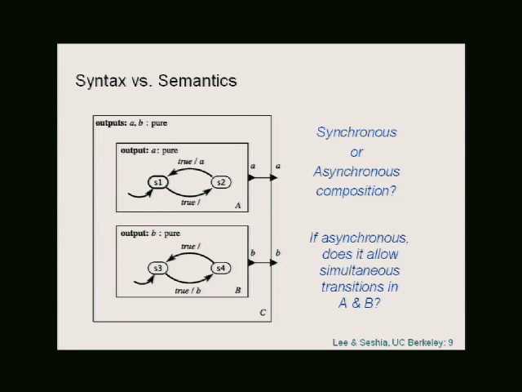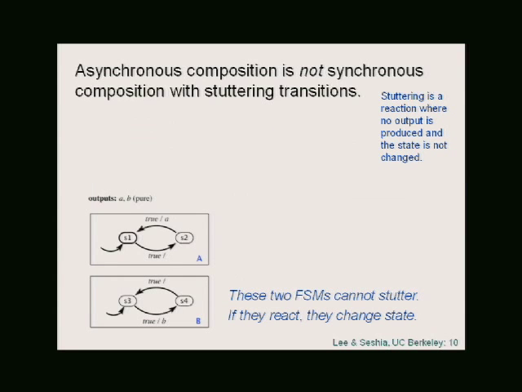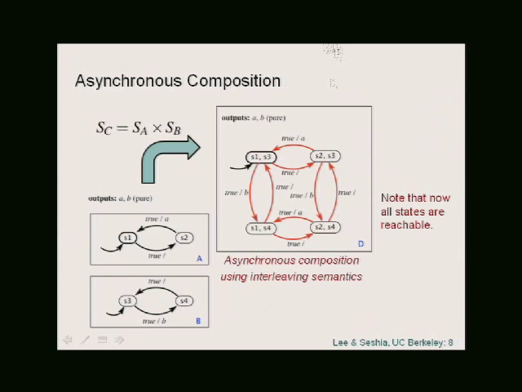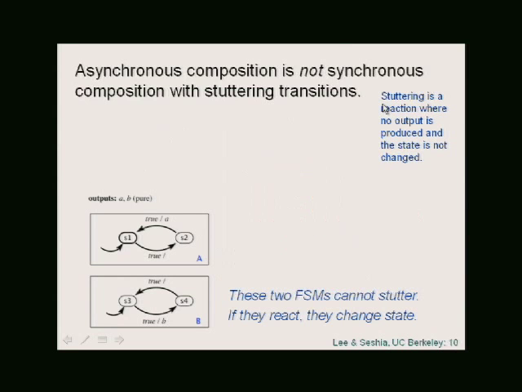So one important point to note is that doing asynchronous composition is not the same as doing synchronous composition, but assuming you have stuttering transitions, right? So if you go back to this picture, one might be tempted to say that what really happens here is that S1 makes a transition to S2, and S3 stutters, right? So recall that stuttering is a reaction where the state stays the same and no output is produced. But also, the machine can only stutter if no other transition is enabled, right?